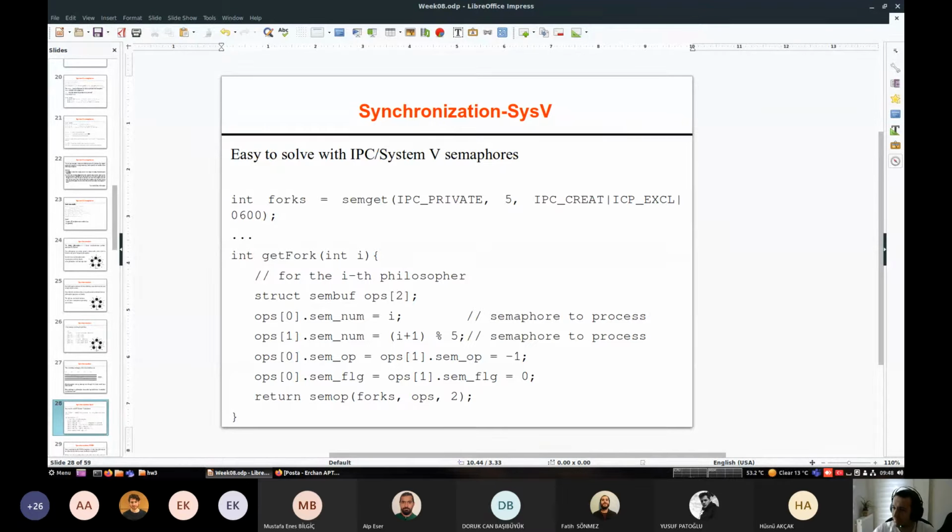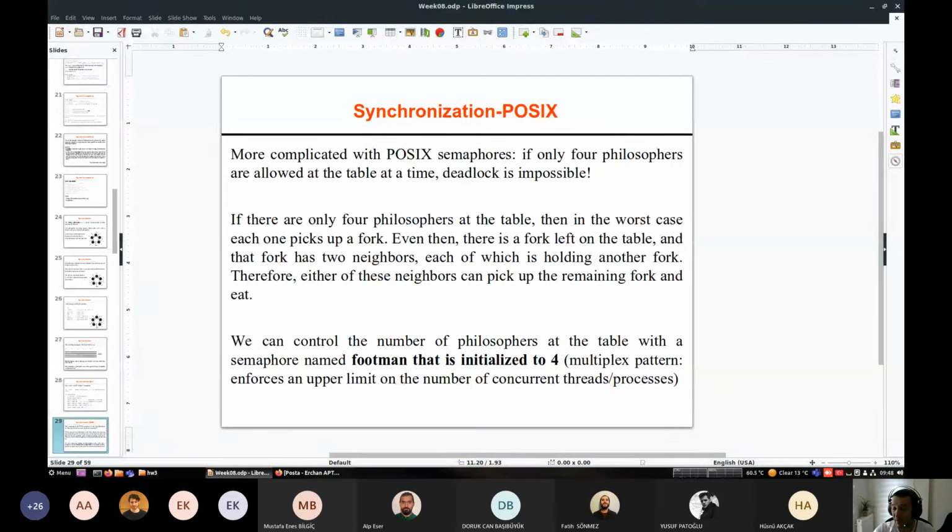Any questions about this? Any questions about the System 5 solution? As you can see, it's not really that complicated. Just call wait on two semaphores atomically together. Now, you can do this with System 5, but unfortunately, you cannot call atomic wait on multiple semaphores with POSIX. So now let's look at what is going on with POSIX semaphores, how you can solve it with POSIX semaphores.